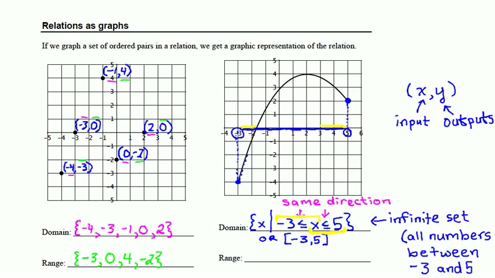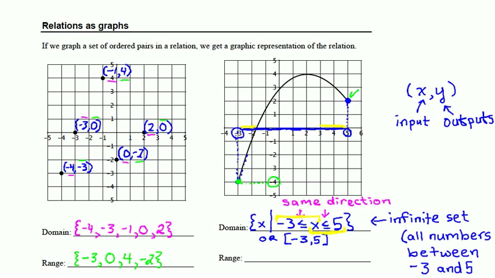Similarly to what we did with the domain, we now want to find a smallest and a largest y value on the graph. It looks like our smallest y value again comes from an endpoint, and our smallest y value here is -4.